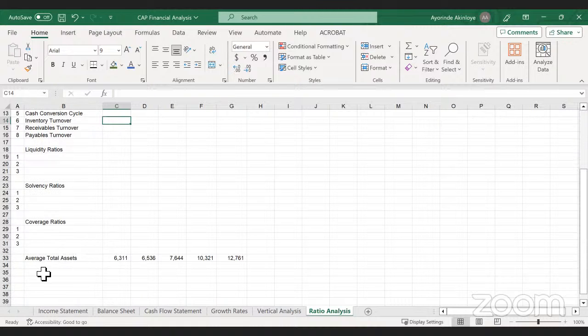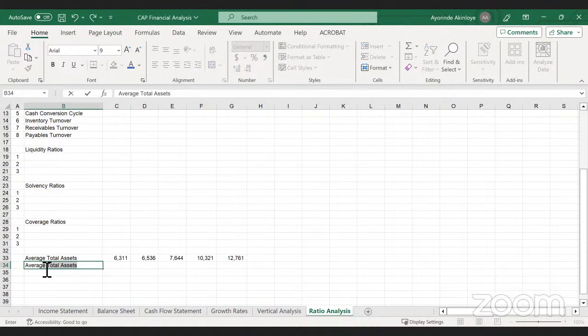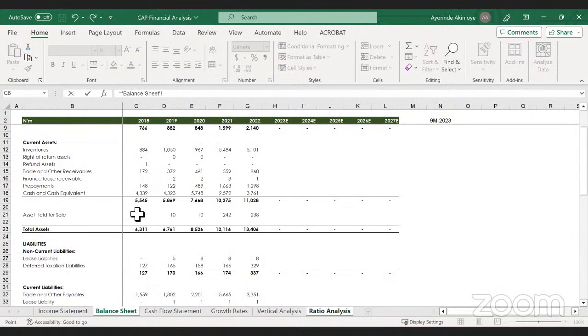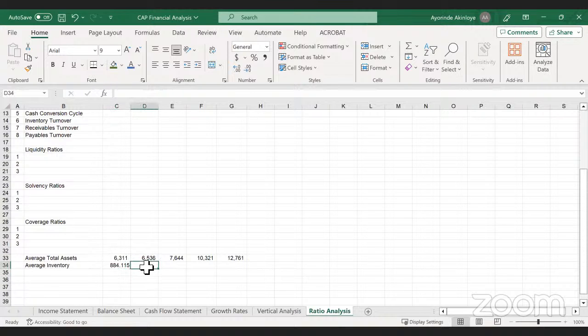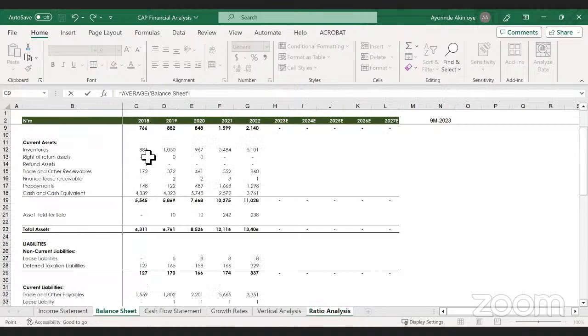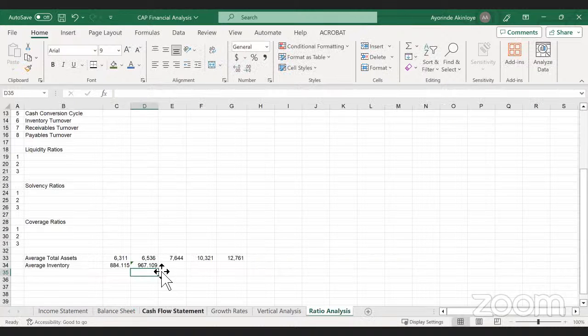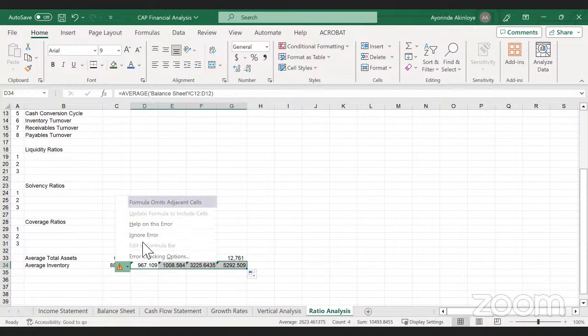So what I need to do is get my average inventory. For 2018, since we don't have 2017 figures, we'll just use the same figure for 2018. But for 2019, we take the average of 2018 and 2019. And that gives us this, and we drag across.